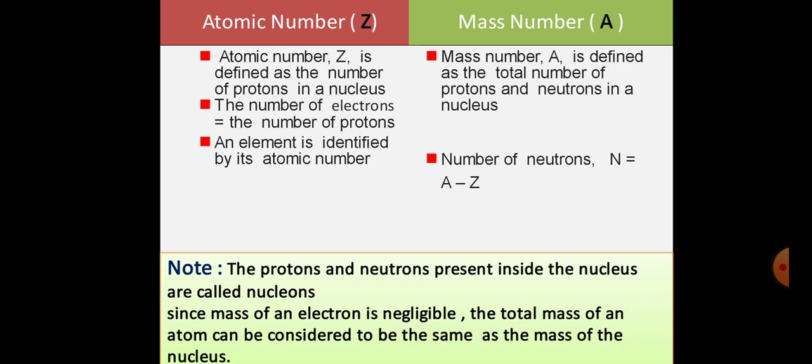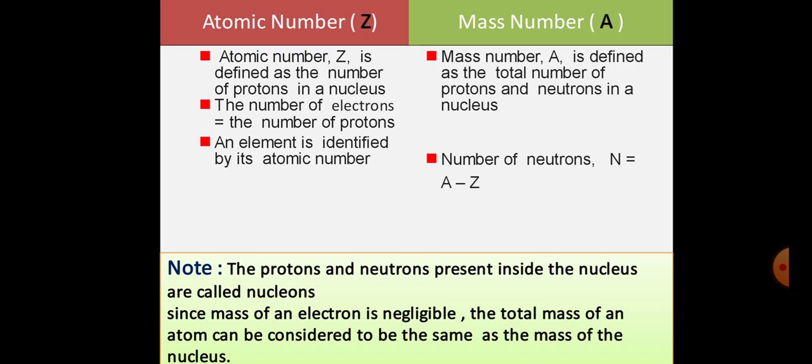Remember, students, that the number of electrons is always equal to the number of protons in an atom. Also, the number of neutrons present is determined by subtracting the atomic number Z from the mass number A, that is A minus Z. Since the mass of an electron is negligible as compared to that of proton, recollect what I said about the mass of electron: it is 1 by 1840 times the mass of proton. Hence, the total mass of an atom can be considered to be same as the mass of its nucleus.